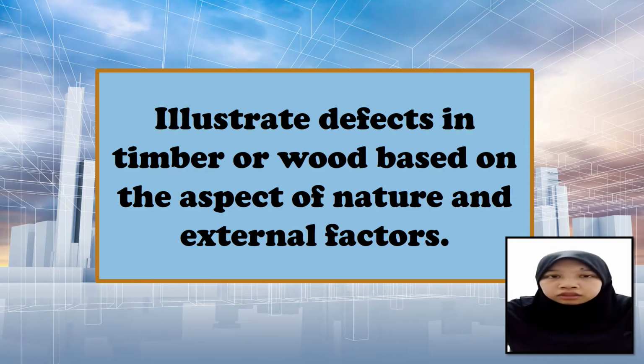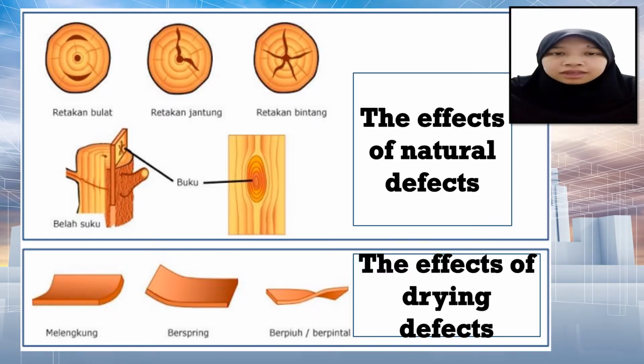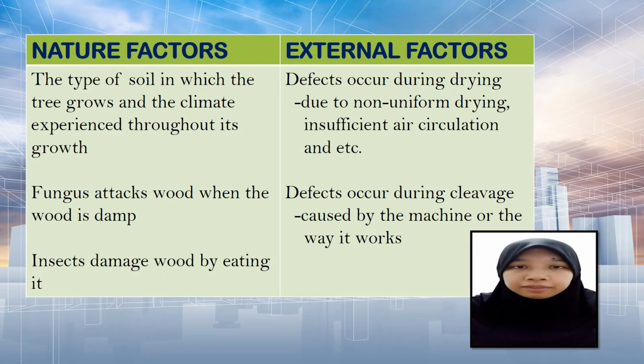Next question is illustrate defects in timber or wood based on the aspects of nature and external factor. This is the example of the effects of natural defects and the effects of drying defects. Between nature factor and external factor. Nature factor is the type of soil in which the tree grows and the climate experience throughout its growth. Second, fungus attack wood when the wood is damp. Third, insect damage wood by eating it.